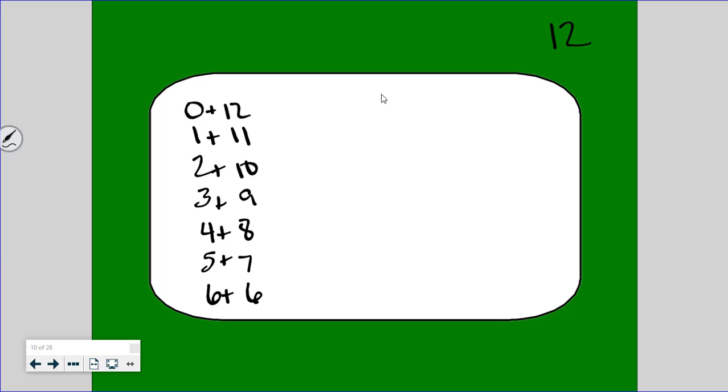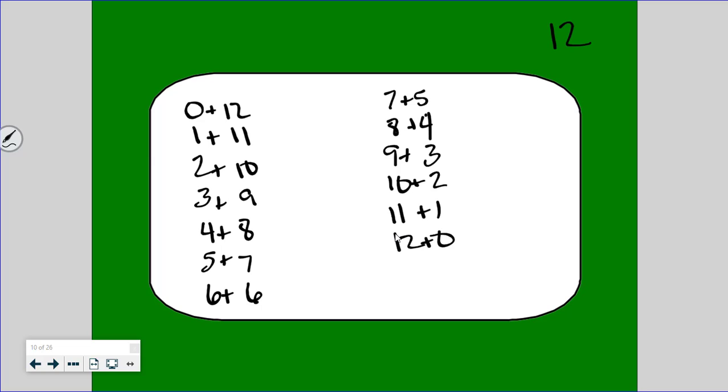And then we'll switch those addends around now, right? So 6, 7, 5. Whoops, that doesn't equal 12. 8 and 4. 9 and 3. 10 and 2. 11 and 1. And then 12 plus 0. So that's all the possible ones you could have written. You might not have all of them in 1 minute, but that's all the possible ones.